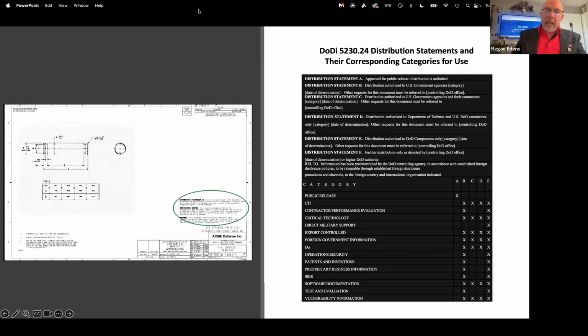Okay, when we have your typical engineering diagram, it has technical information on the diagram. It's got a distribution statement on it.